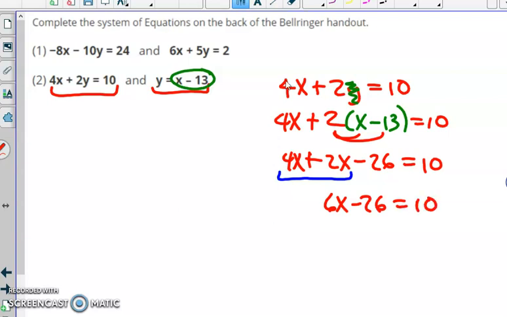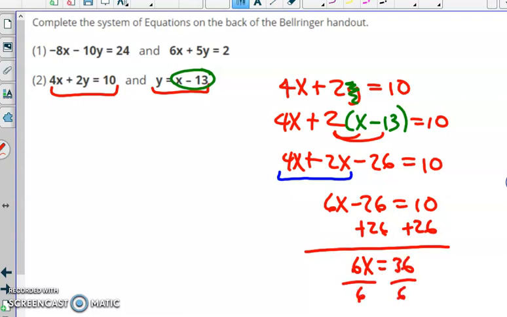Now we're at a place where we can solve the equation. So add 26 to both sides. 6x equals 36. And then divide both sides by 6. So x is 6. From here, we know the two lines intersect at 6 comma something, so we have half the solution. So now we need the y value.